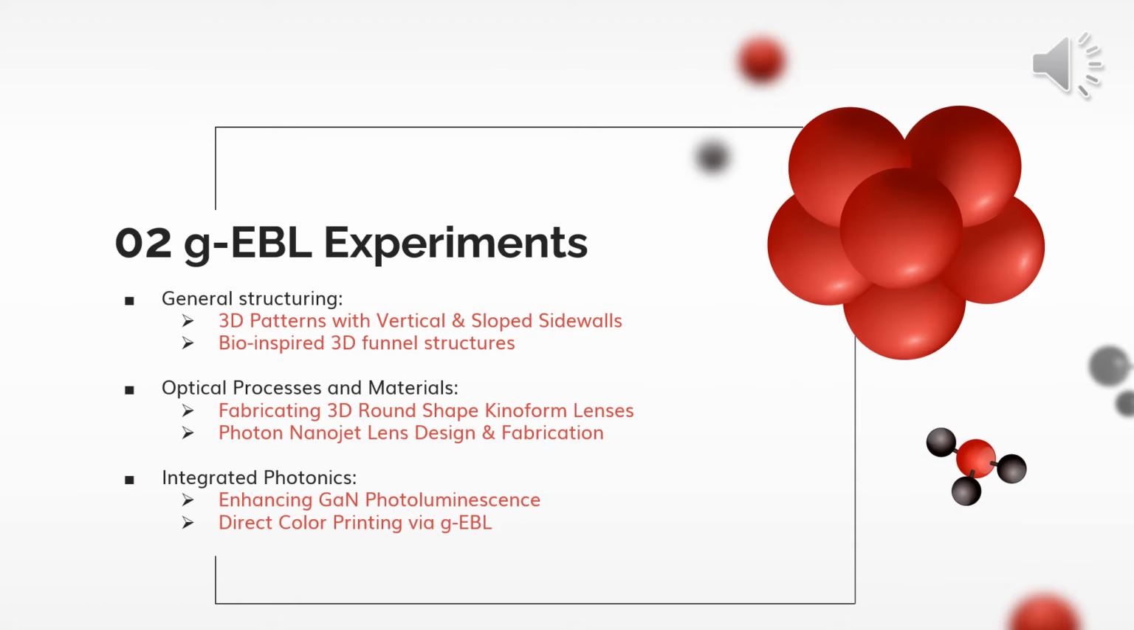Now that we have a general understanding of what EBL and GEBL are, let's dive into some specific experiments to examine its wide capabilities when it comes to patterning complex three-dimensional structures. I will first start by explaining two examples which demonstrate the general patterning technique to form three-dimensional nanostructures. Then I will show two applications to fabricate optical material and processes, and lastly I will dive slightly deeper and discuss its uses in integrated photonics.